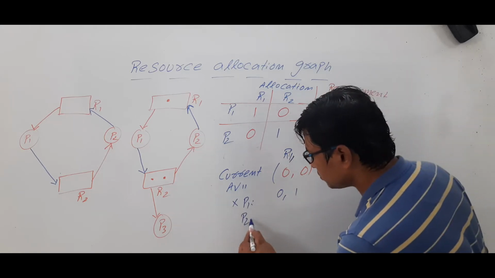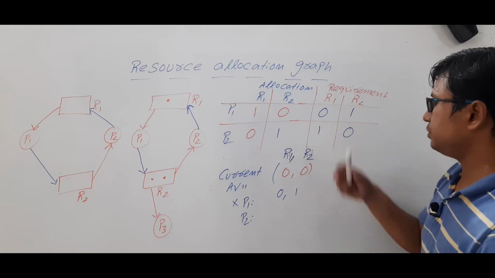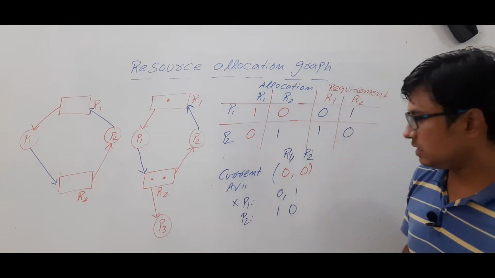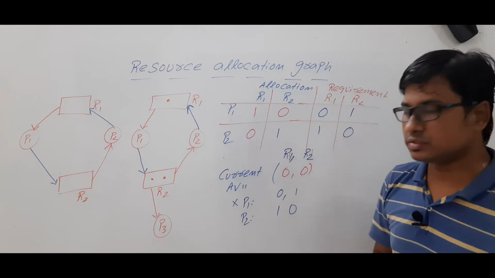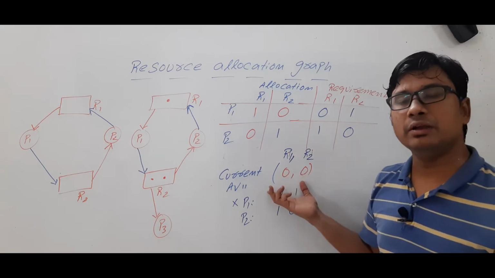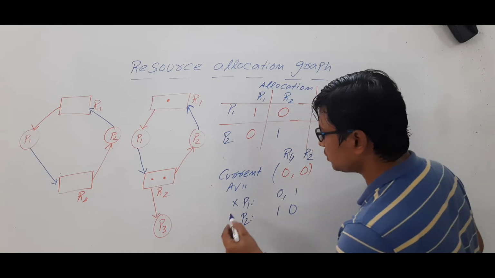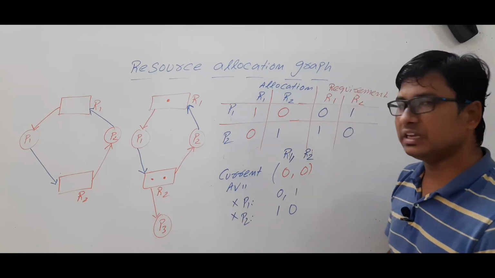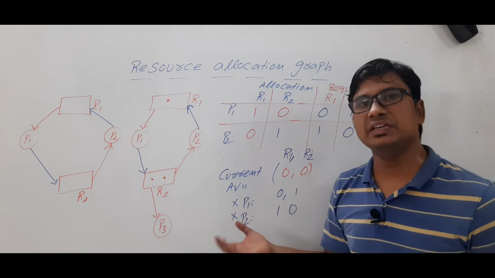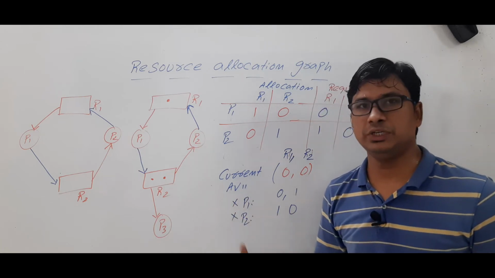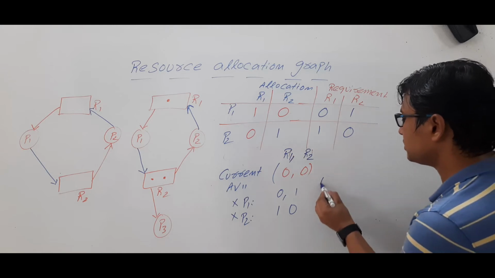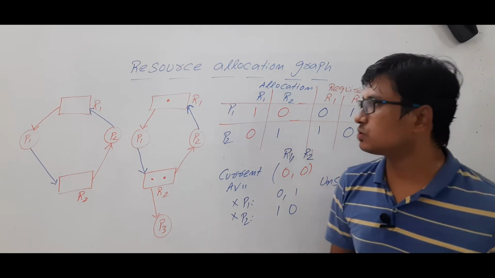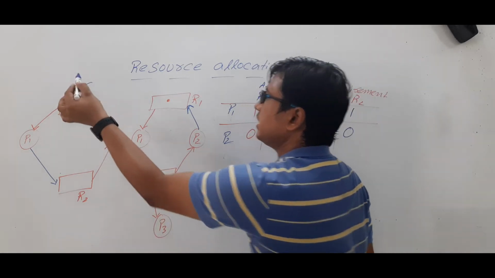Look at the process P2. Process P2 requirement is 1, 0. Meaning, it needs one instance of resource R1, but there is no availability. So process P2 requirement cannot be satisfied. So we don't have enough resources to satisfy either process P1 or process P2. Then the system is in an unsafe state and deadlock will happen. Is it clear? So in this situation, deadlock will happen.